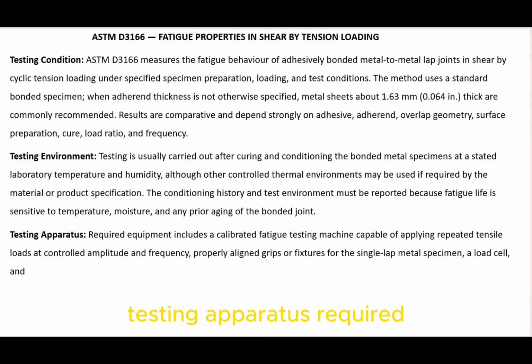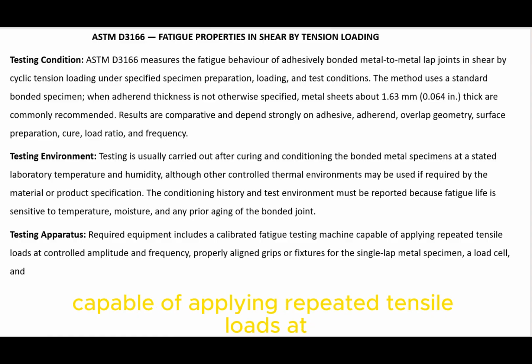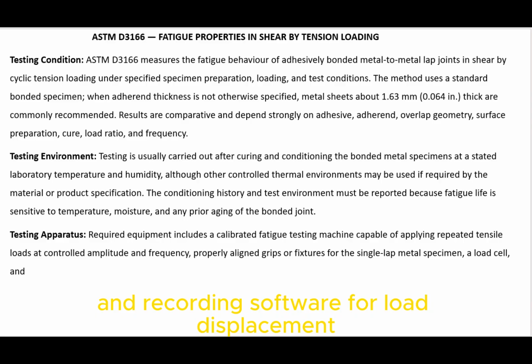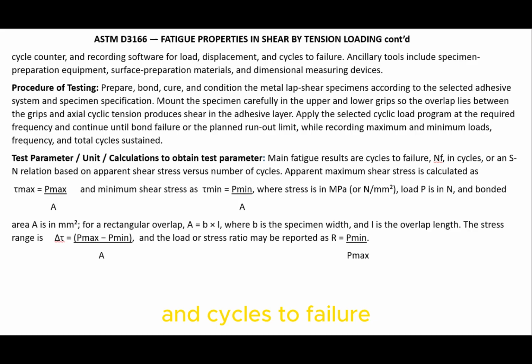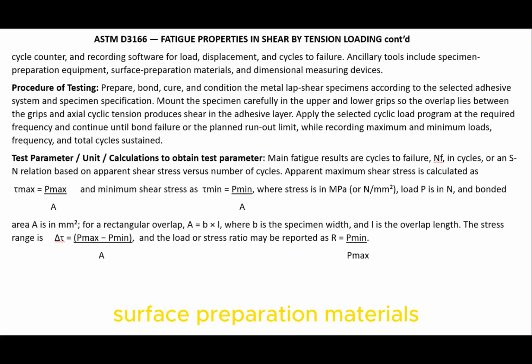Testing apparatus: required equipment includes a calibrated fatigue testing machine capable of applying repeated tensile loads at controlled amplitude and frequency, properly aligned grips or fixtures for the single lap metal specimen, a load cell and cycle counter, and recording software for load, displacement, and cycles to failure. Ancillary tools include specimen preparation equipment, surface preparation materials, and dimensional measuring devices.